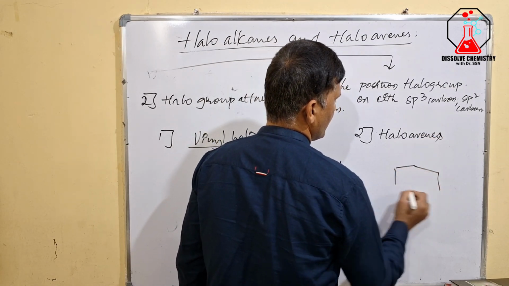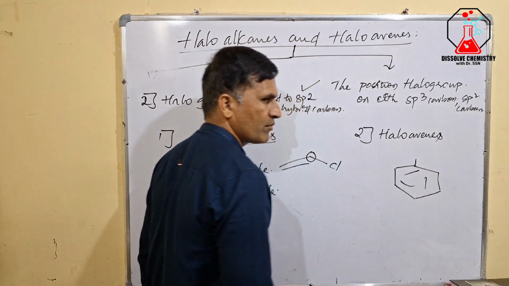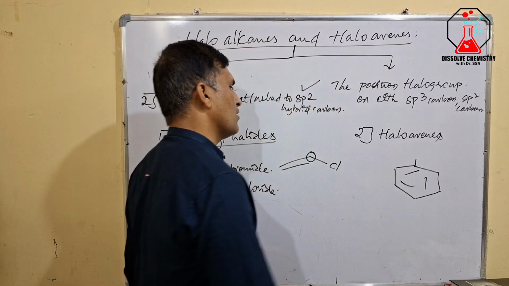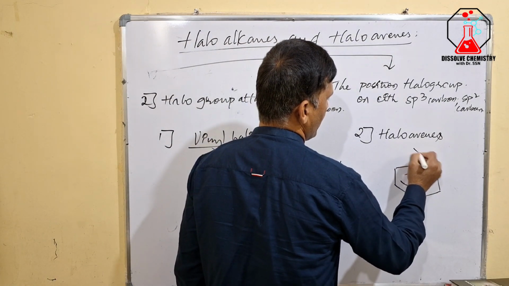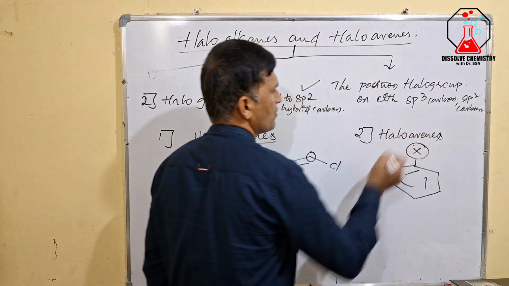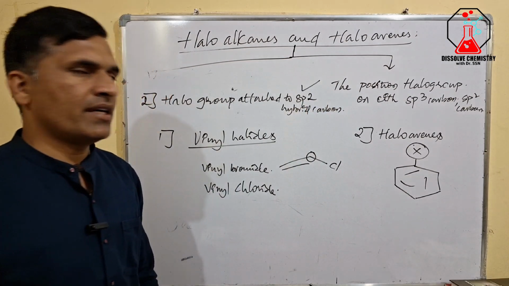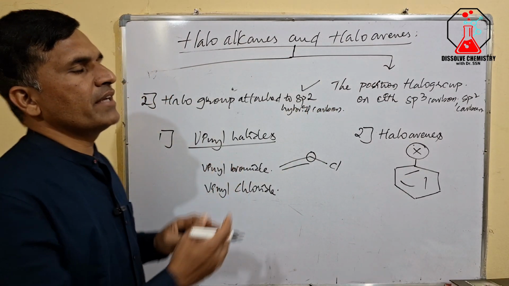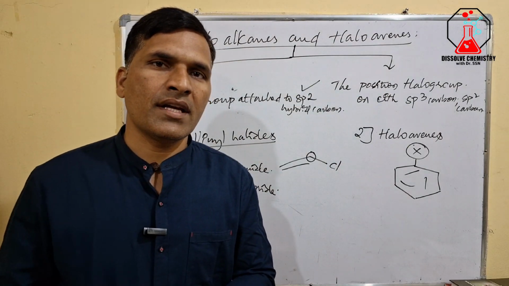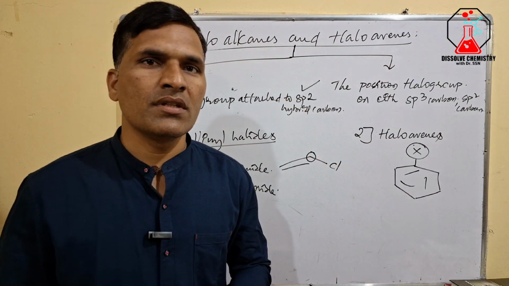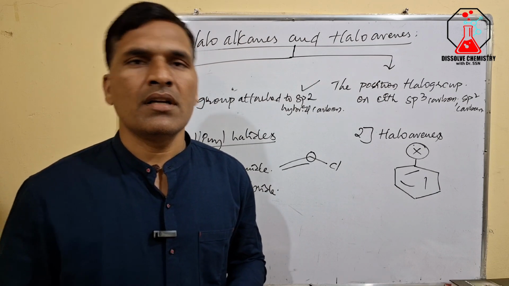So in benzene we know that all the carbon atoms are sp2 hybridized. Now if a halo group is present on such carbon atoms, they also come under the category of compounds containing the halo group on sp2 hybrid carbon atoms. So this is how we are going to classify haloalkanes and haloarenes into various classes of compounds based on the position of the halo group and the number of halogen groups.